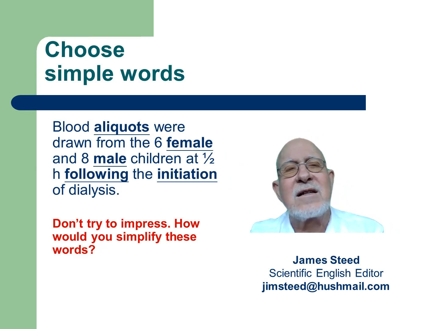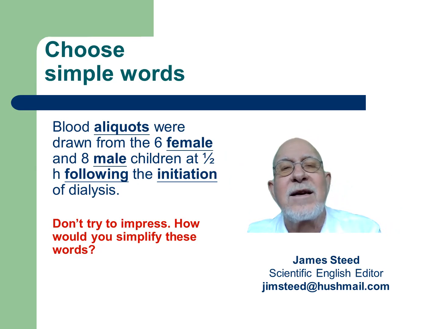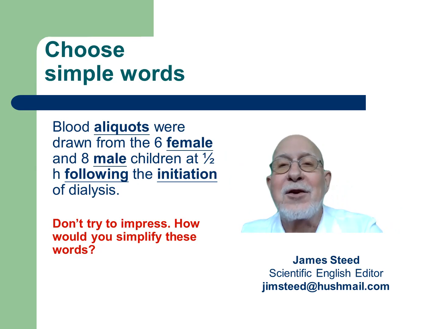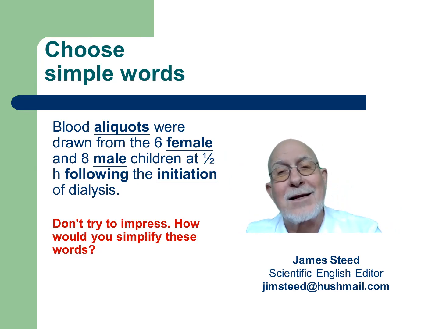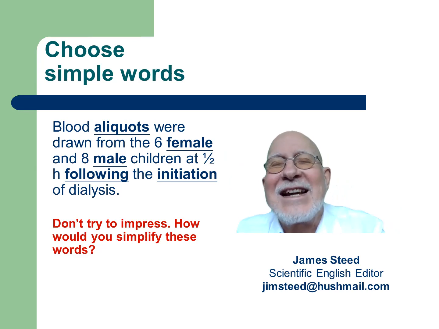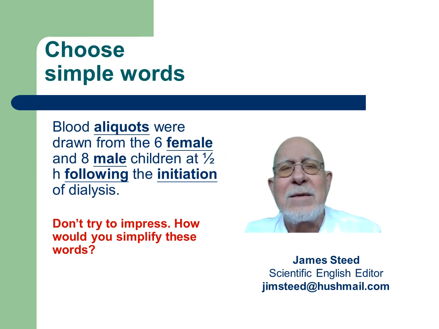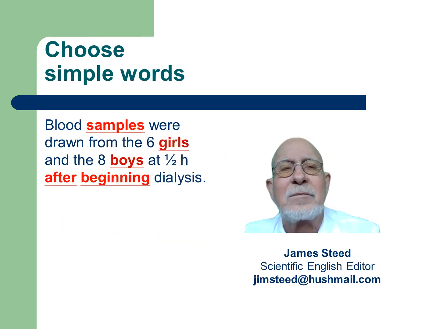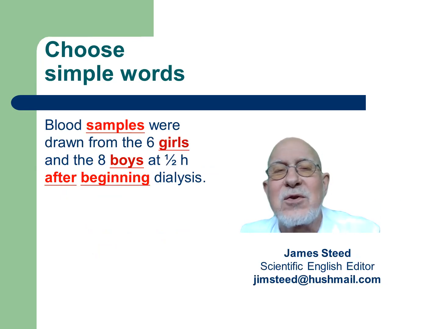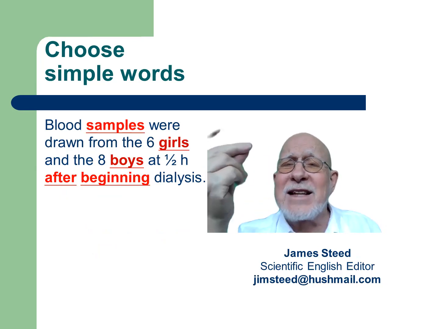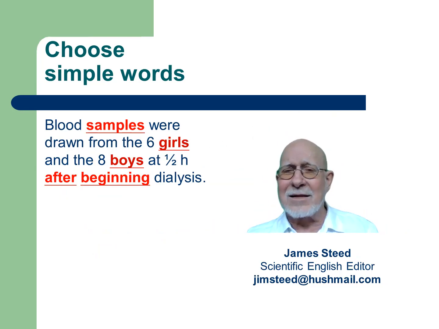All right, so take a look at this sentence. Blood aliquots were drawn from 6 female and 8 male children at a half hour following the initiation of dialysis. Well, okay, I understand it, all right, but I've been reading science for a long time. I understand it, but does it really need to sound that way? Wouldn't it be much easier just to say this? Blood samples were drawn from 6 girls and 8 boys at a half hour after the beginning of dialysis. You can understand that just like that, right?